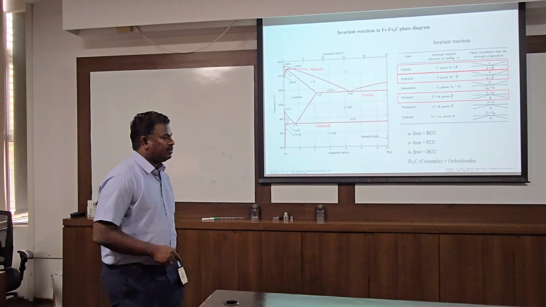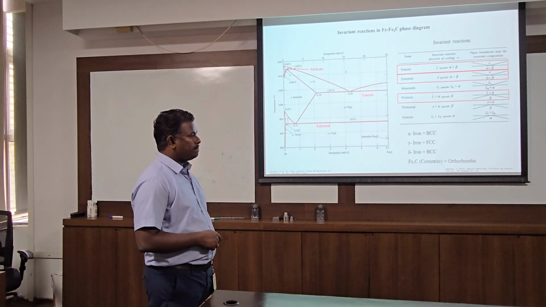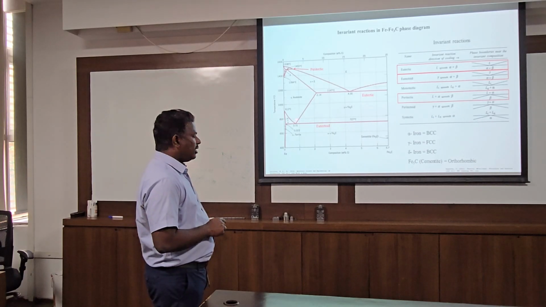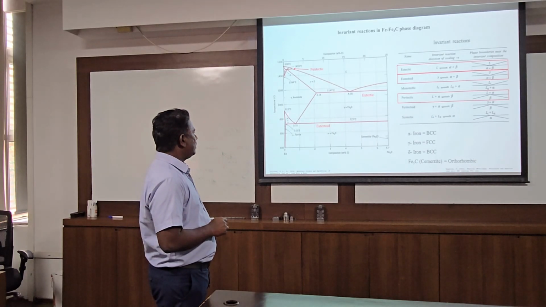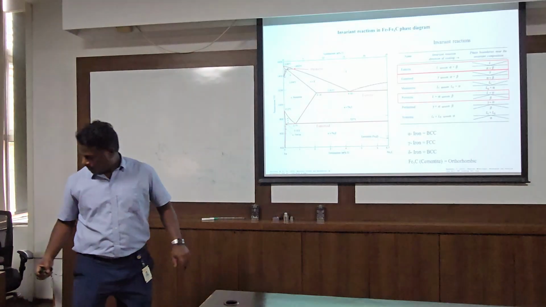In iron, it has a higher solubility of carbon. You mean to say it has more solubility of carbon? That is true, correct. So that's why you have this expanded region up to 2.4.